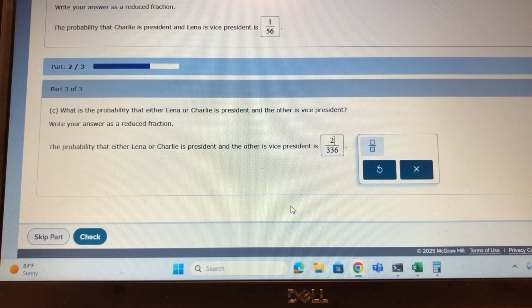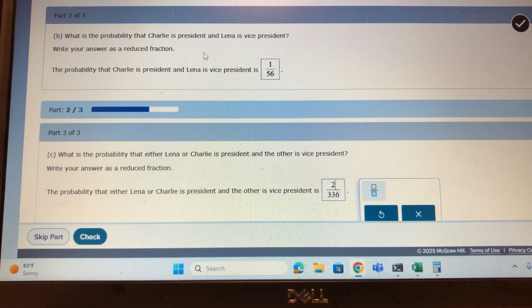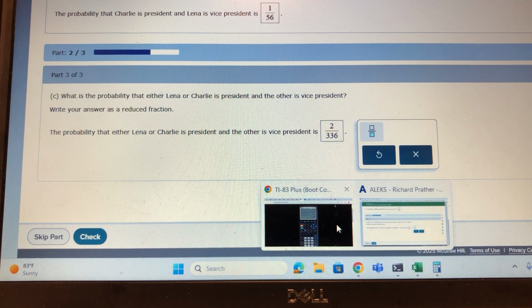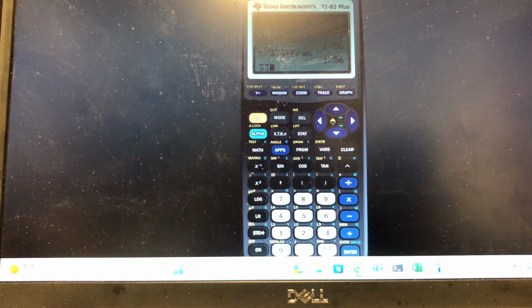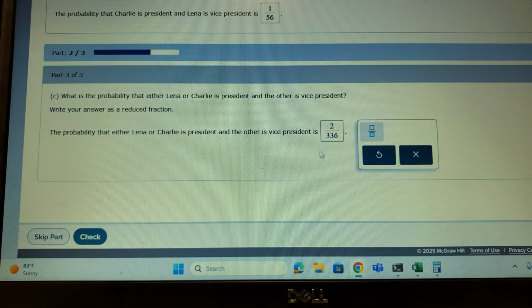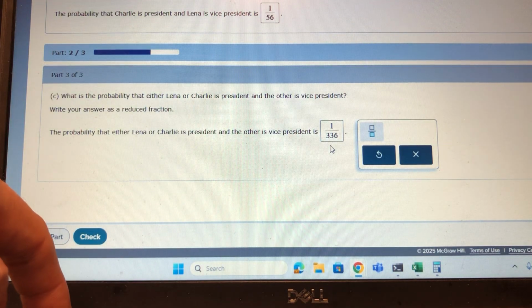Part 3 is taking out the chance that either one of them is a secretary. Where part 2, it doesn't say that. That's why I missed this one. It doesn't say it, but it's apparently considering the fact that they could be secretary. But this one says they have to be president or vice president. And then this actually reduces by 2s. So 336 divided by 2, here's how you can do it manually. 336 divided by 2 is 168. So this would reduce to 1 over 168.